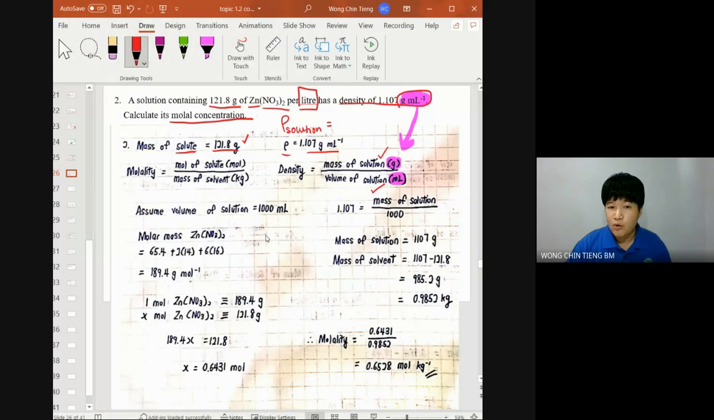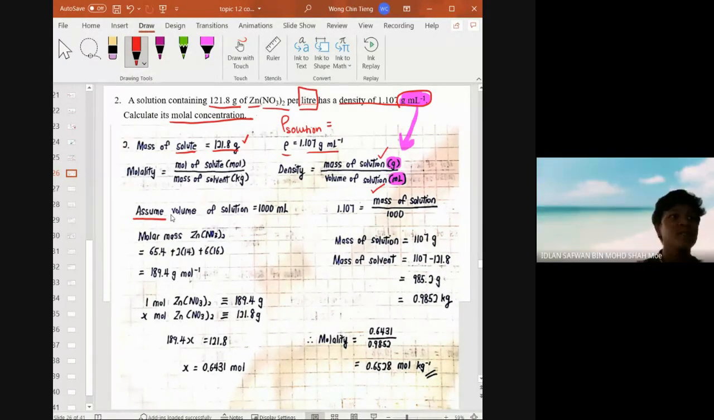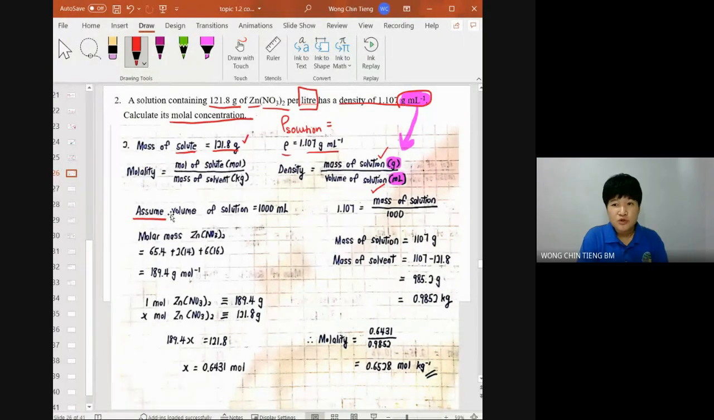One thing I want to remind you over here: do we actually assume the volume of solution is 1000 milliliter? Safan says no. Yang lain? Per liter. Dia dah bagi tahu dalam soalan per liter. Yes. Untuk soalan ni, kita sebenarnya tak perlu assume. Kebetulan kawan kamu betul sebab dia assume volume of solution 1000. Cuma sebenarnya soalan ni kita tak payah assume because question stated per liter.